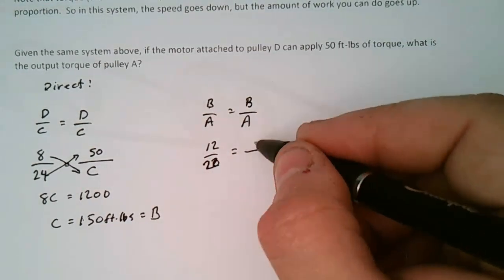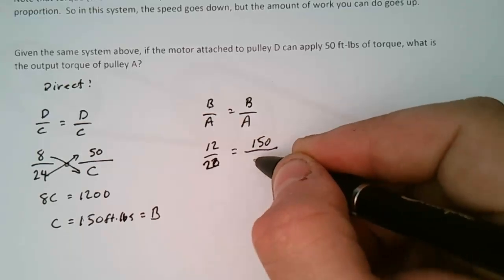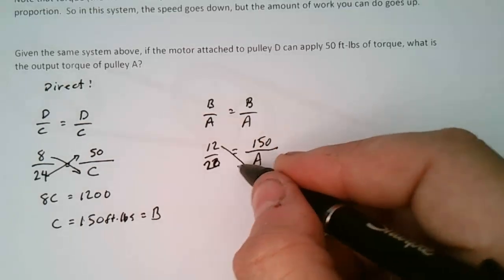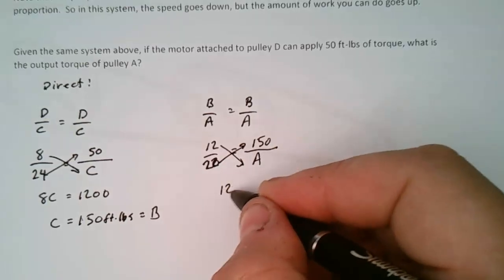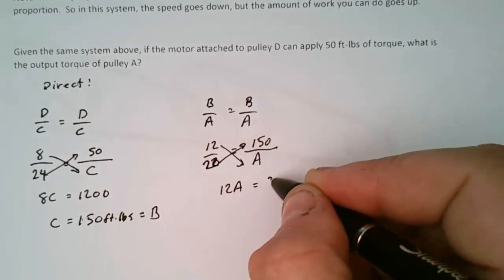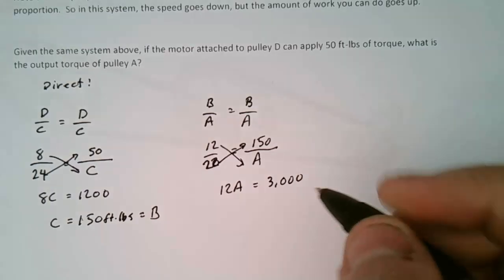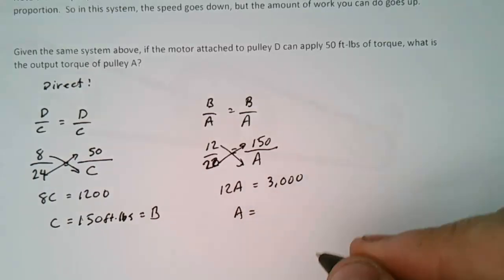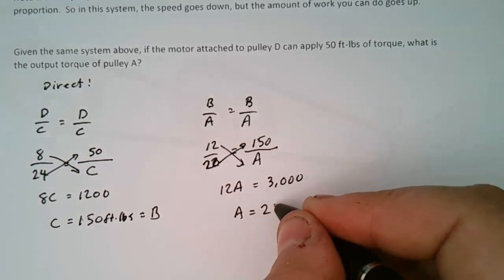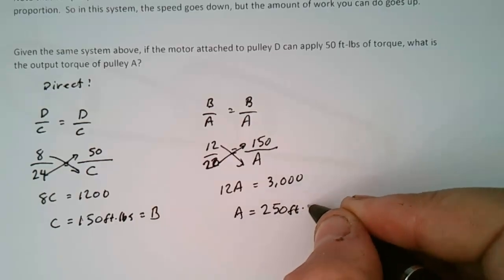So, the torque for B is 150, and the torque for A is unknown. And we're going to cross multiply, and I get 12A is equal to 3,000. And if I divide by 12, that's going to give me A equals 250 foot-pounds.